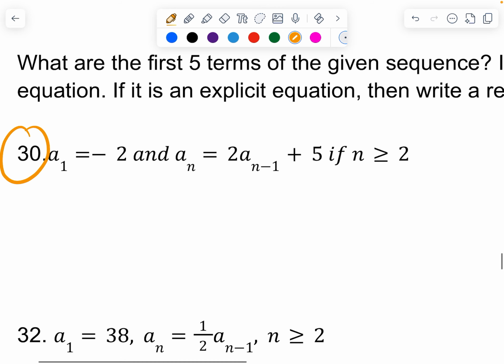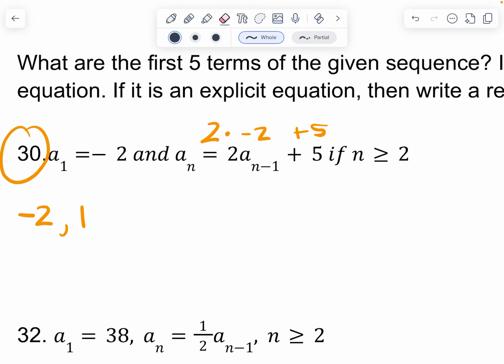So the first term is -2. So if I plug this in, 2 times -2 plus 5, so that's -4 plus 5, so that's 1. So I'm going to put a 1 in here. 2 times 1 is 2 plus 5 is 9. And if I put 9 in there, that's 18 plus 5. That'll get you 23.